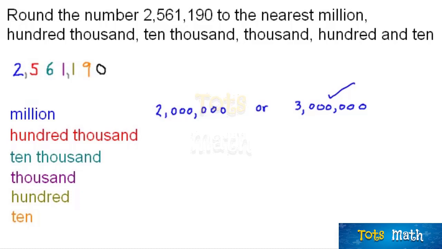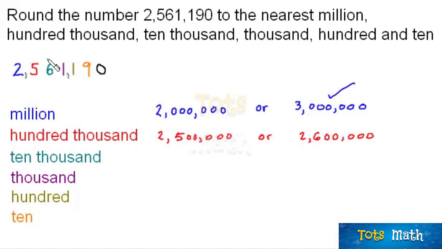Now let's try rounding the number to the nearest 100,000. The digit in the 100,000s place is a 5. So our rounded number is either going to be 2,500,000 or 2,600,000. So our number falls between these two values.